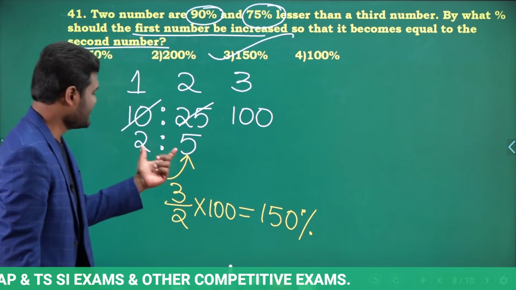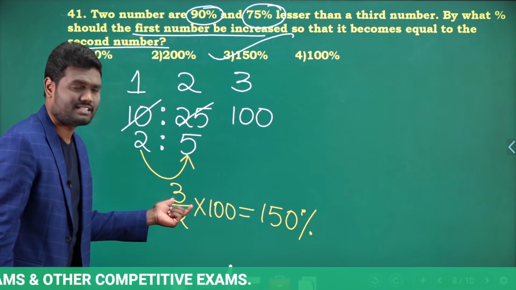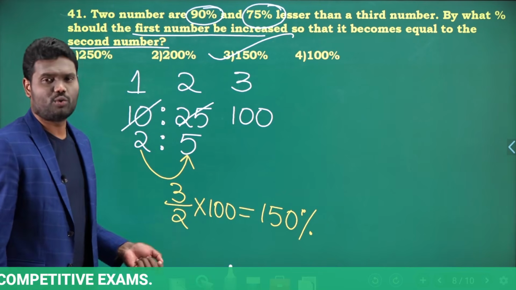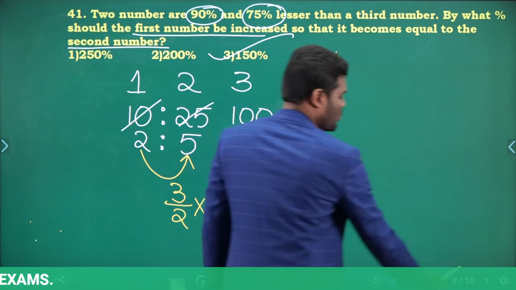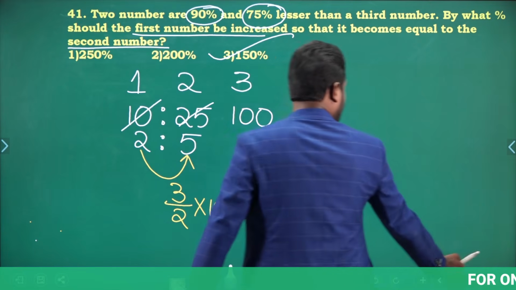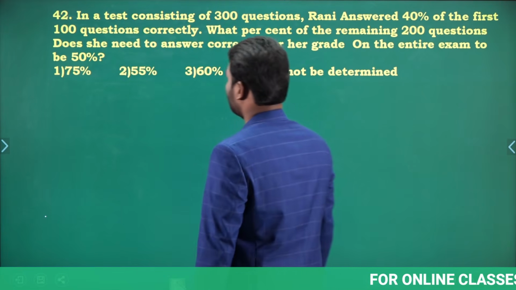Very simple question. Just take the difference. Difference is 3. 3/2 into 100. So 3/2 into 100 is 150%. Let us look at the next one. So what is the next question?